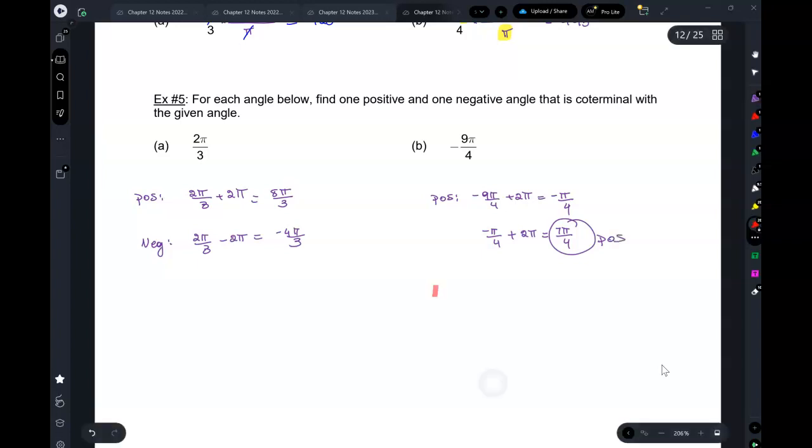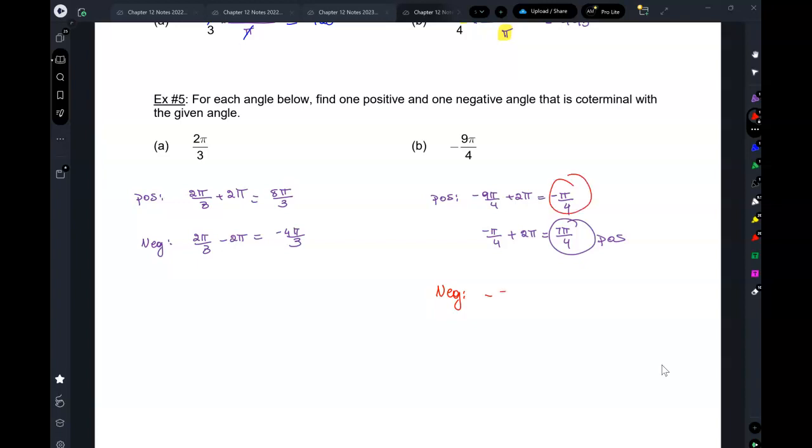Now for the negative coterminal angle, look up here for a minute. You can take this and do negative 2 pi, but you don't have to, because on the way to getting here, you already got a negative answer. So you can just take that and say negative pi over 4. All right, so that's how we do coterminal angles.